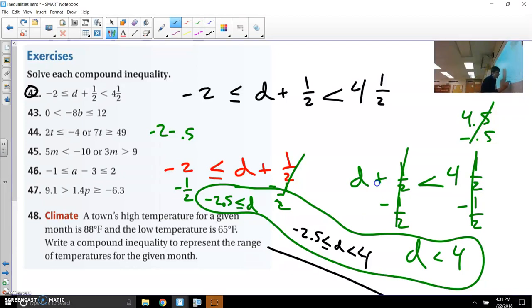Like, again, on the number line, here's 4. Here's -2.5. And we're going to basically join them to show that any value between them would be in the solution. Okay. So 43, I want you to solve this one in both directions, kind of cover it and solve it using the same method that we just did.